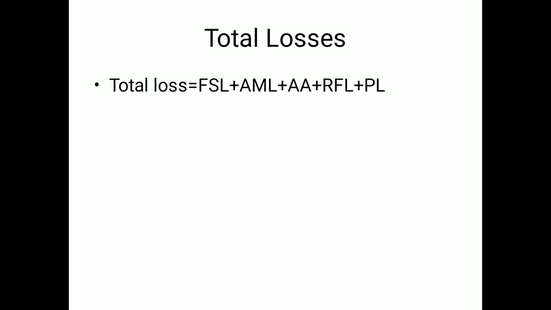So the total losses, as we have seen in these slides, are: free space losses, represented as ASL; then antenna misalignment losses, AML; then atmospheric attenuation, AA; then feeder losses, represented as RFL; and then the polarization losses, PL.